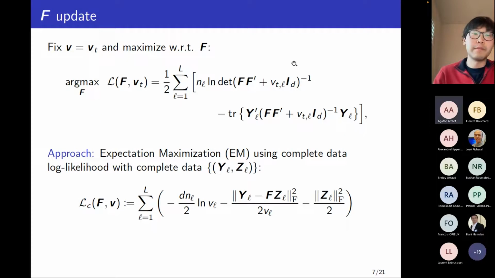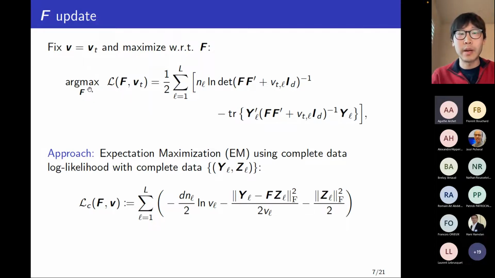So for the F update, what we're going to do is we fix V at V_t, and we're going to maximize this with respect to F. Okay, and so here, in other words, what we do is we're taking the log likelihood. We're going to plug in, let's say, the current estimate of V. Let's call it V_t. We're going to plug it in right here.